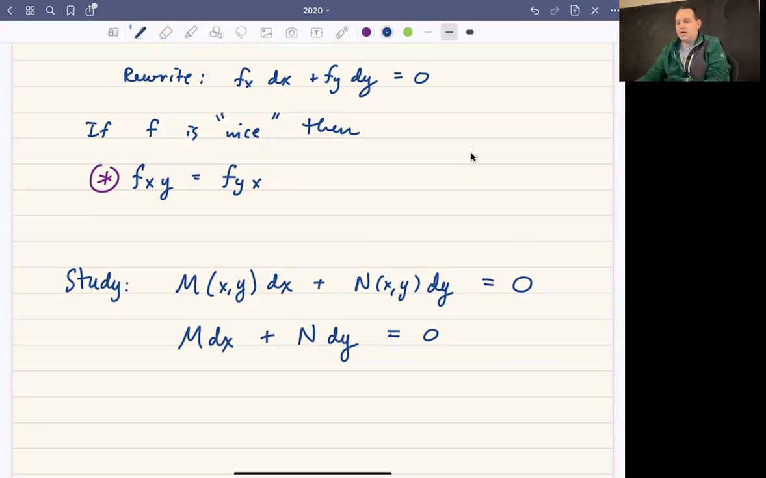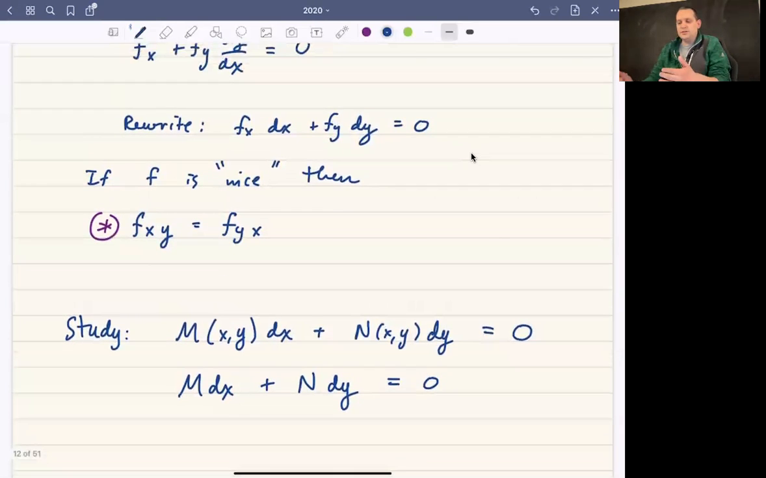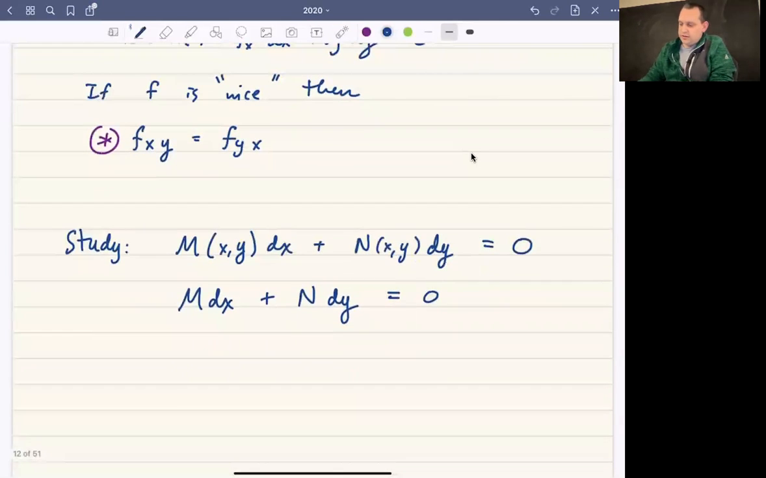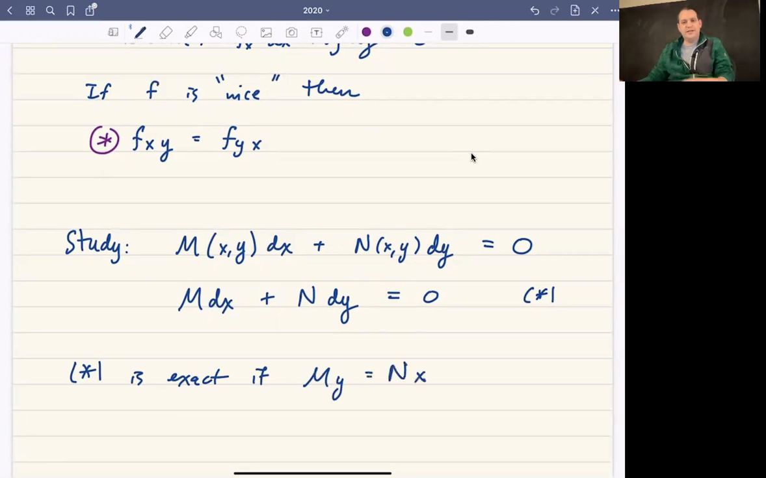And so if we want to check whether or not there's a solution that's exact, we're going to try and figure out, do these second partials commute? What I mean by that is that we're going to take the thing in front of the dx, which is f sub x, and differentiate that with respect to y. It turns out that this equation, star, is exact if the partial of m with respect to y is equal to the partial of n with respect to x.